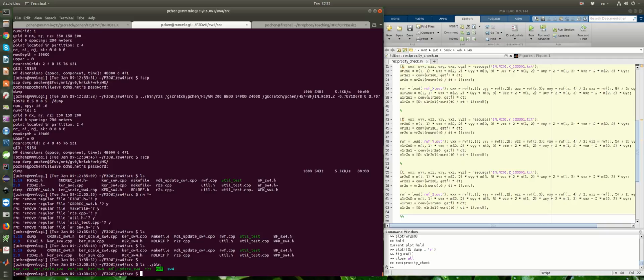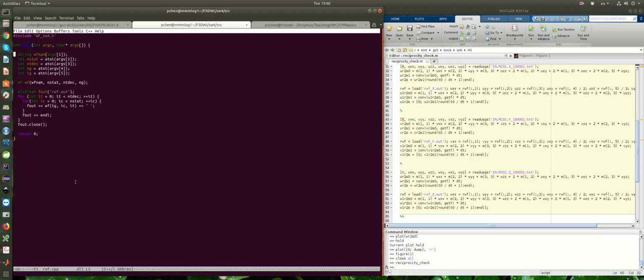So it's going to extract the strain time history at the location of the forward source from the strain volume. If I look at the code rwf.cpp, that's really straightforward. Just specify the name of the strain field file, and then the number of components, that's 6. The number of time steps after decimation, that's 471 for this particular example. Total number of grid points, and the grid ID that I want to extract.